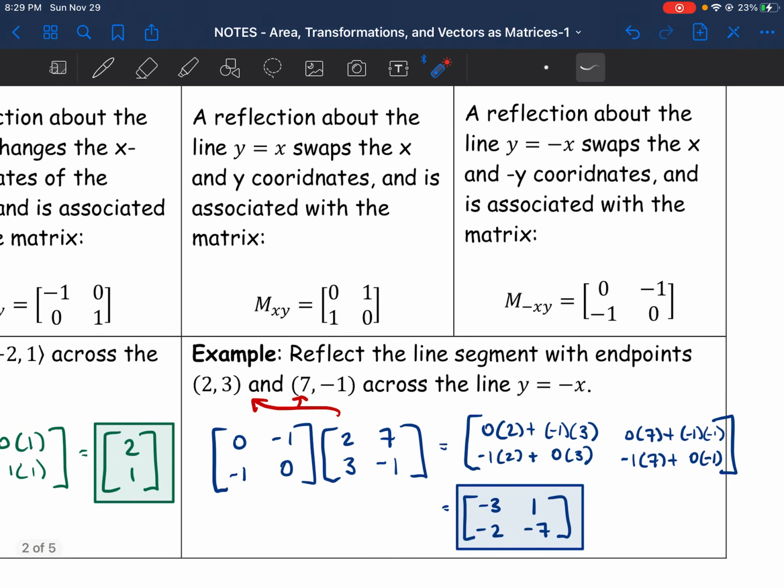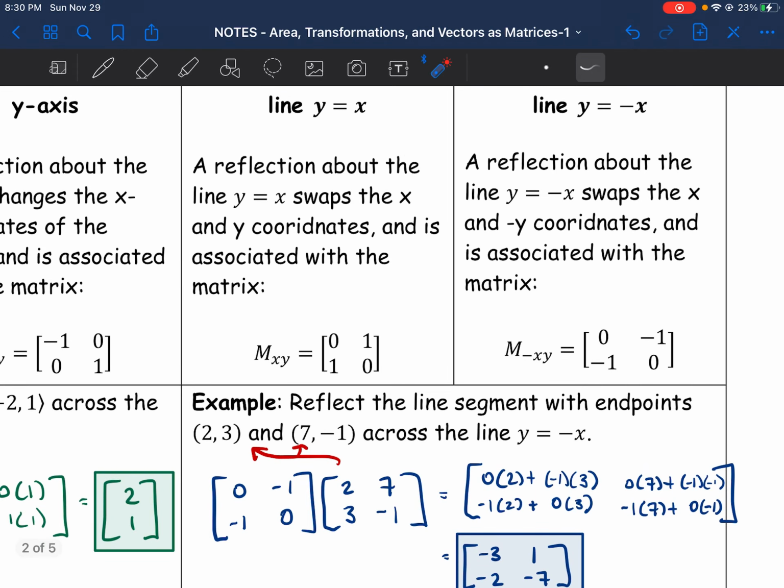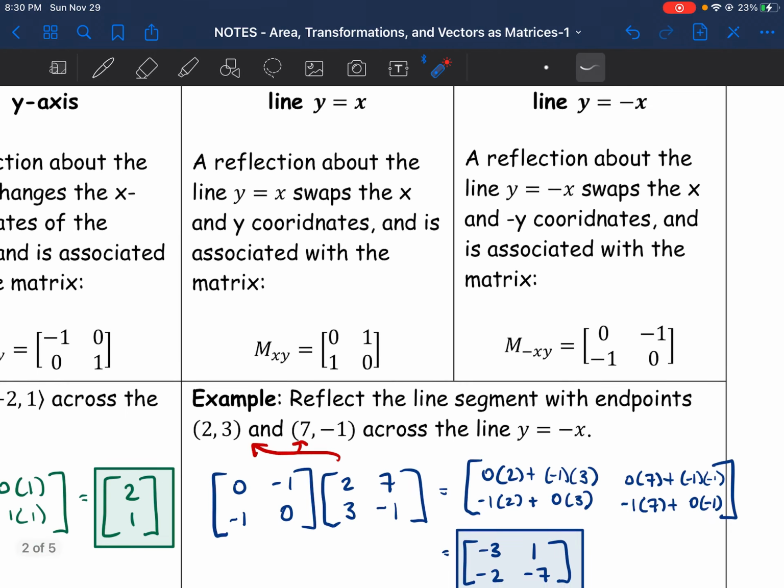In the next example, let's reflect a line segment with these endpoints right here across the line y equals negative x. Well, once again, we have an xy, xy. What I can do is turn that into a matrix. So x is on top, 2 and 7. Corresponding y values right below them, 3 and negative 1. And since we want to reflect across the line y equals negative x, we need to use this transformation matrix and multiply it on the left side.